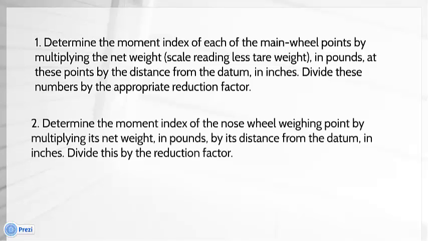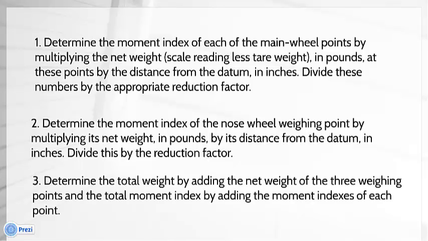Step 2. Determine the moment index of the nose wheel weighing point by multiplying its net weight in pounds by its distance from the datum in inches. Divide this by the reduction factor. Step 3. Determine the total weight by adding the net weight of the three weighing points and the total moment index by adding the moment indexes of each point.